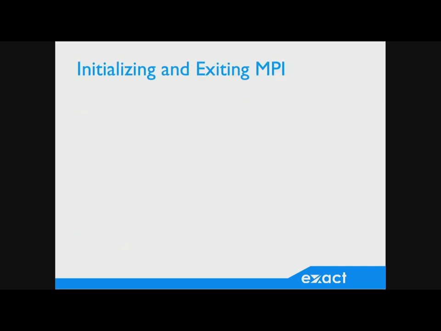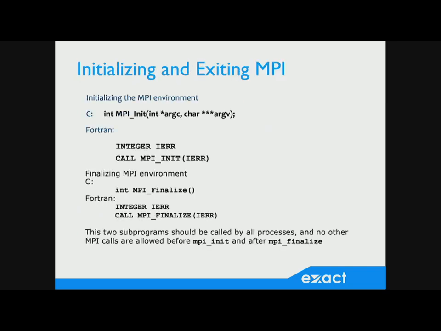Okay, so these are the 2 routines. Let's take a look a little bit in detail. So MPI_Init takes int argc and char argv. For Fortran, call MPI_INIT(ierr), where this is the error code, and then you finalize this way. Quite simple. And these two routines should be called by all processes, and no other MPI calls are allowed before MPI_Init or after MPI_Finalize. If you call an MPI routine before MPI_Init, you get an error.